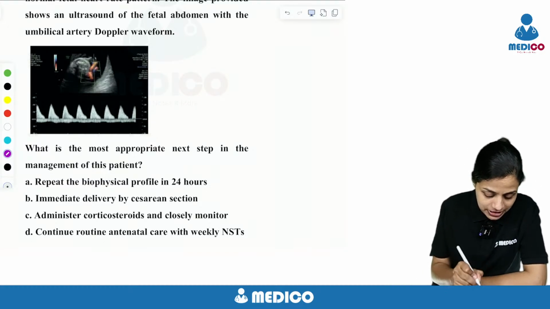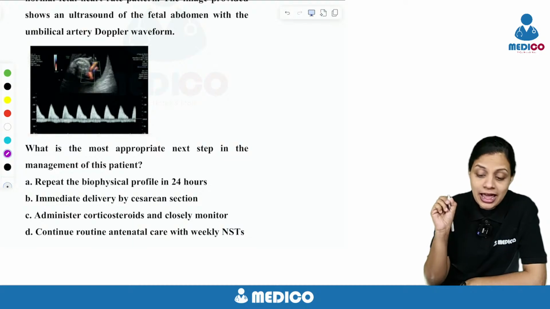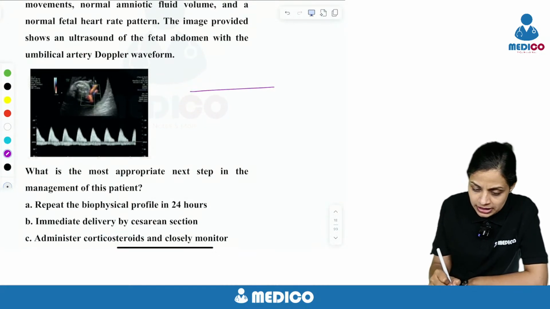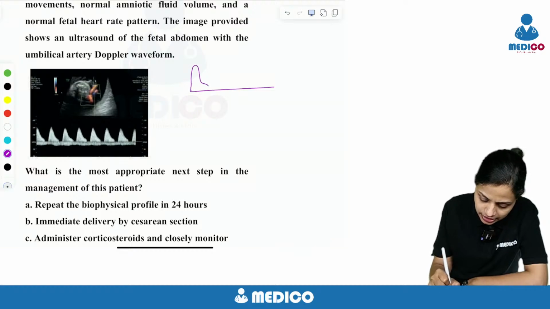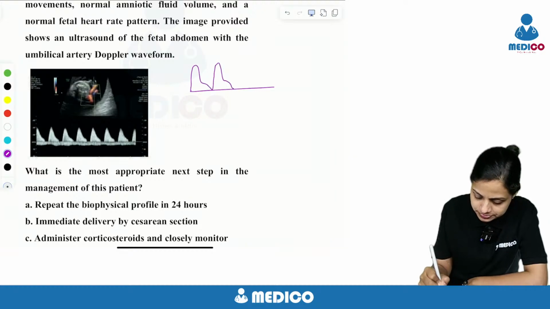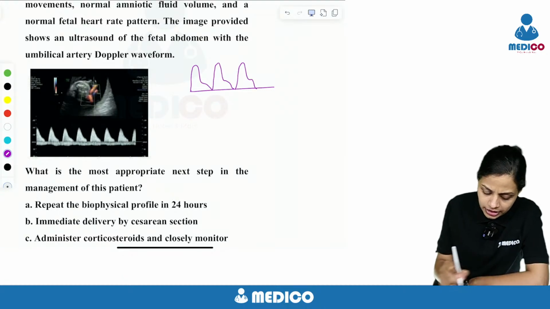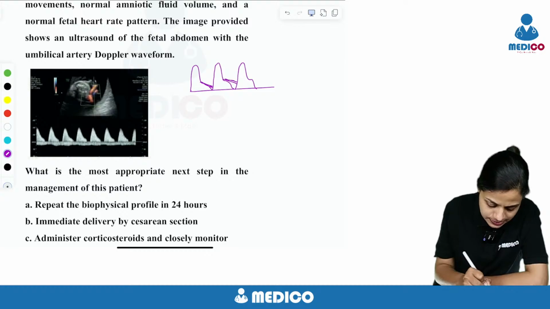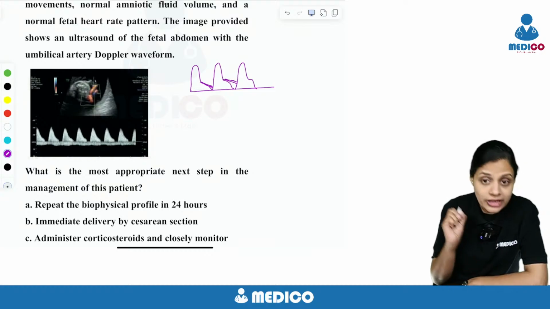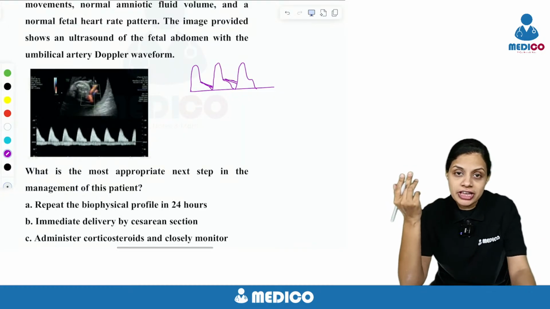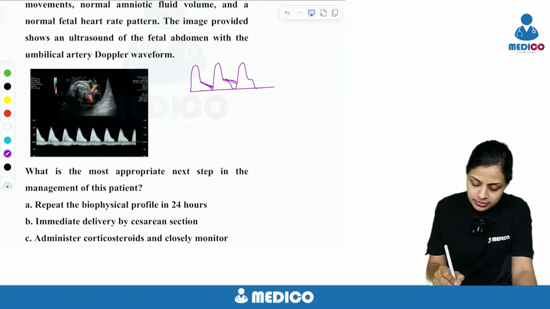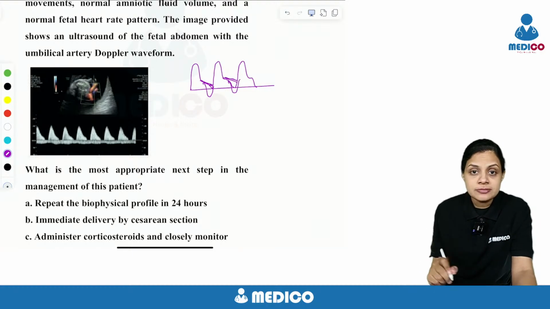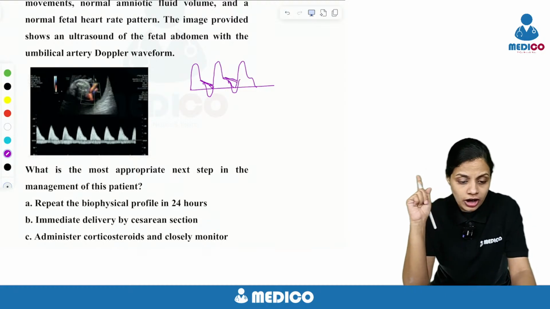Here, in this umbilical artery Doppler, you find that there is an absence of the end diastolic flow. Normally, this is how you would expect the umbilical artery Doppler to look. Here you find that this part is not there. It was supposed to go like that. So there is an absence of the end diastolic flow in the umbilical artery. Another thing that can occur is a reversal of the end diastolic flow like this. It can either be AEDF or REDF.